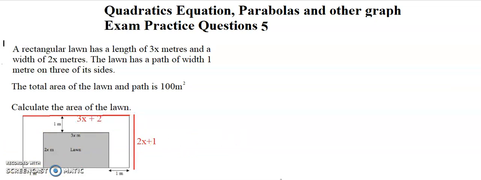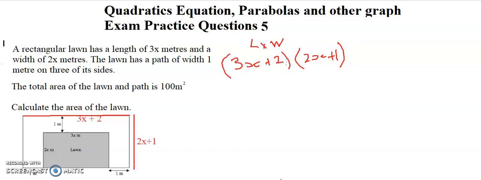So now that gives me an equation. To get the area of the lawn, length times width. So length times width. We have 3x plus 2 in brackets, and we are timesing it with 2x plus 1.